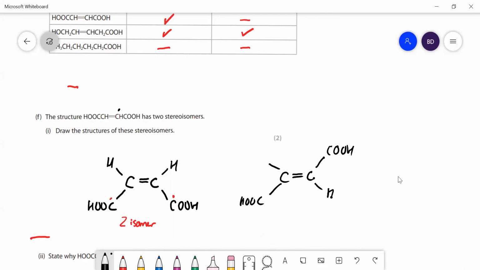Okay, it's a good idea to draw them out. The bond angles here are all about 120, and you can see clearly the stereochemistry there. Okay, so that's going to be the E isomer.